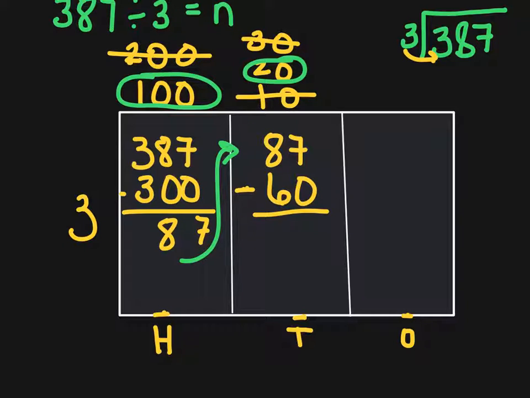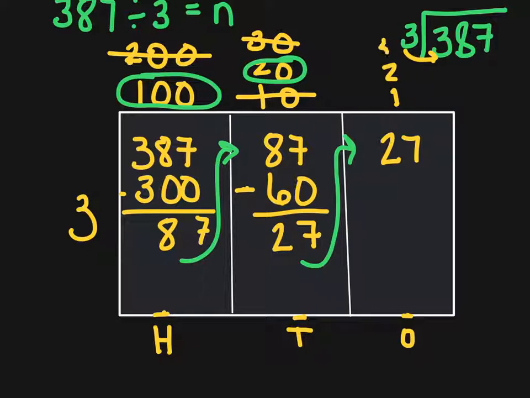So now I'm going to subtract again. 7 minus 0 is still 7, and 8 minus 6 is 2. So it's 27. So now I'm going to bring this 27 over into the ones place. And so now once again I am skip counting in this place by ones. So that's like 3 times 1, 3 times 2, 3 times 3. But I already know that 3 times 9 is 27.